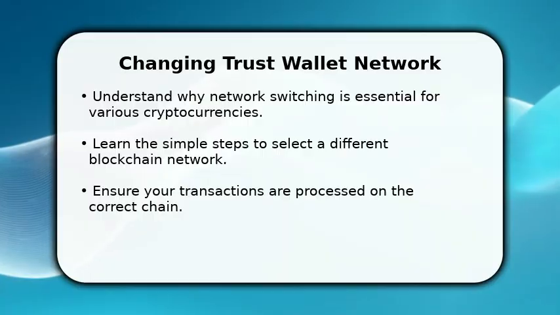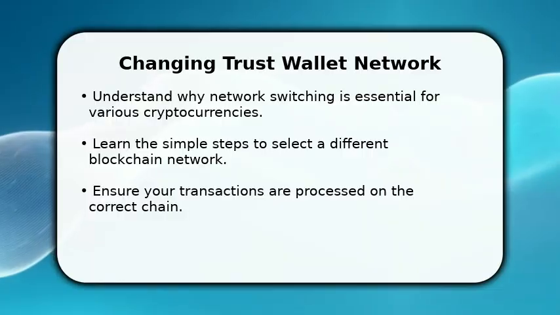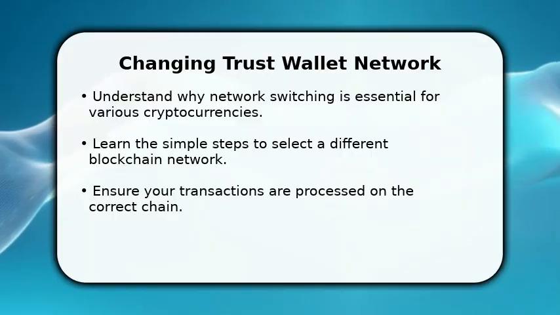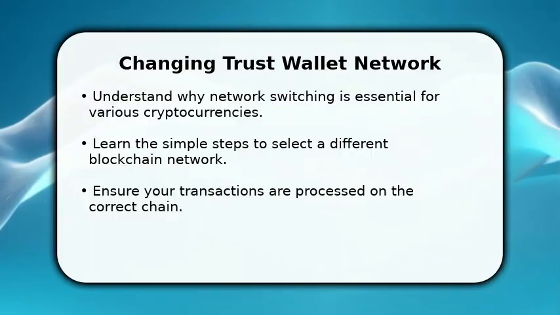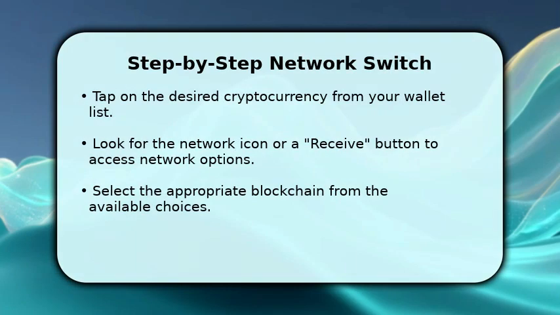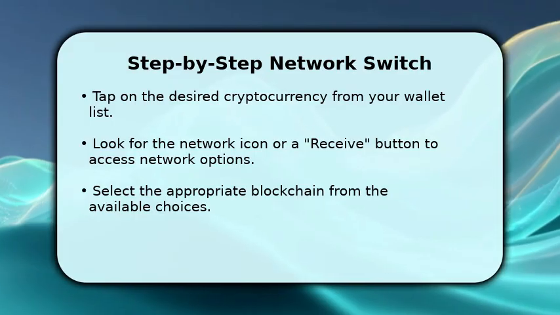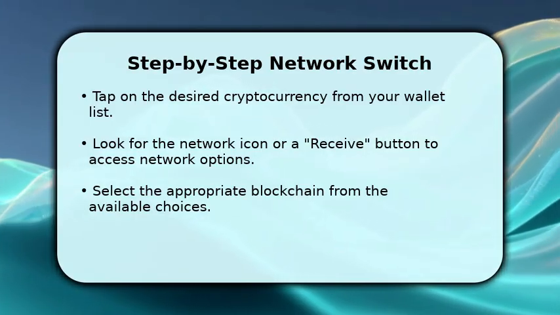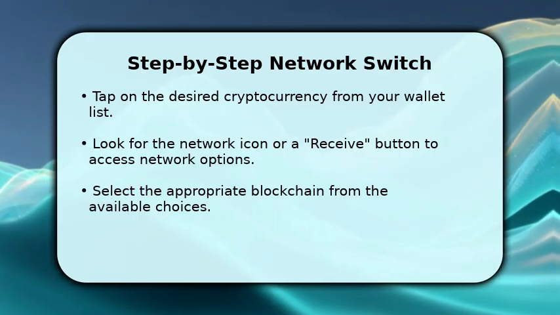Identify the specific cryptocurrency you wish to interact with, as network selection is often tied to the asset itself. This process ensures you're always on the right blockchain for your transactions, preventing potential loss or delays. Once you've selected your cryptocurrency, you'll typically see options related to sending, receiving, or viewing details.